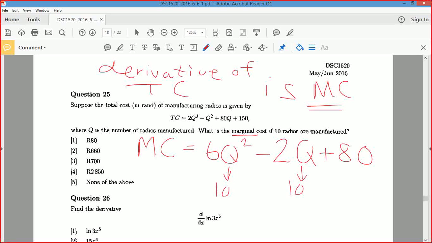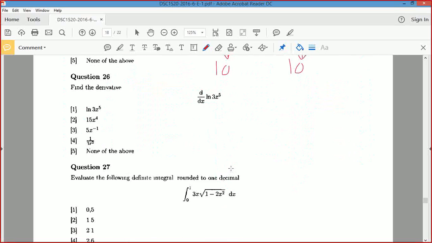And 2 plus 80. 660. Yes. Oh, okay. Right, 26.